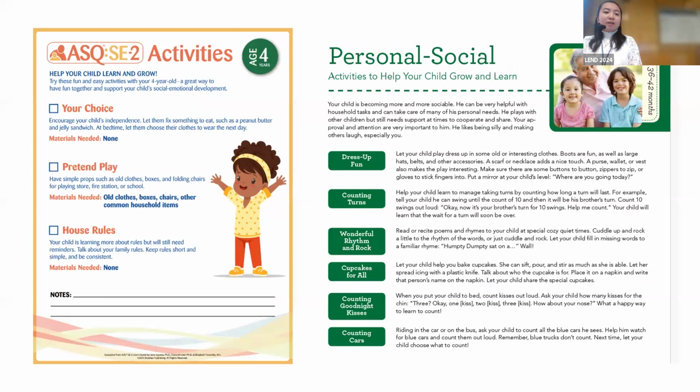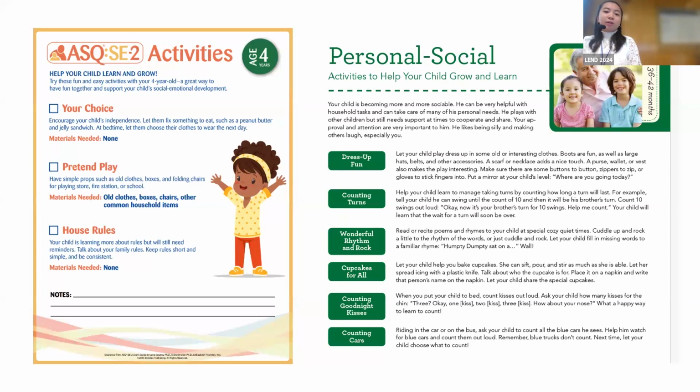And then lastly, we have these flyers. So these are learning activities for children that had any concerns with their ASQ scores. We provided learning activities to help them in their daily lives. So on the left, we have an example of a learning activity for an ASQ SE2, specifically for a child at the age of 4. On the right, we have an example of a child with concerns in the personal social domain for a child 36 to 42 months.